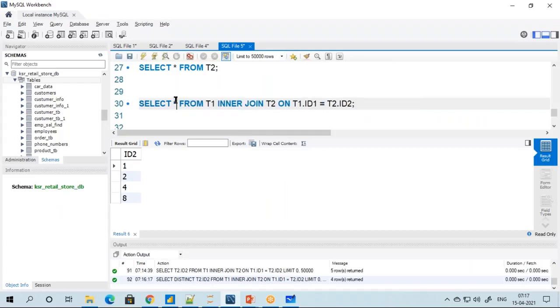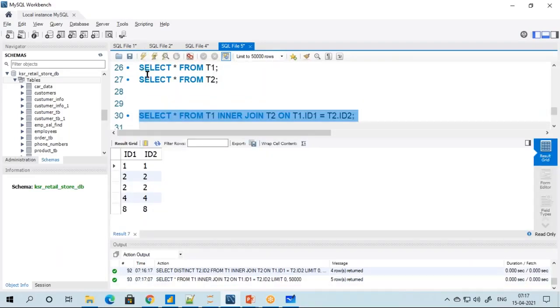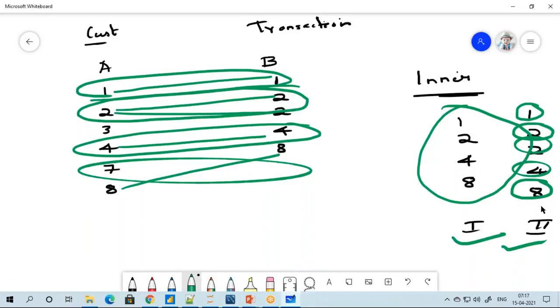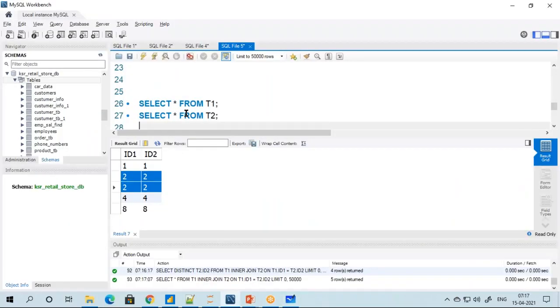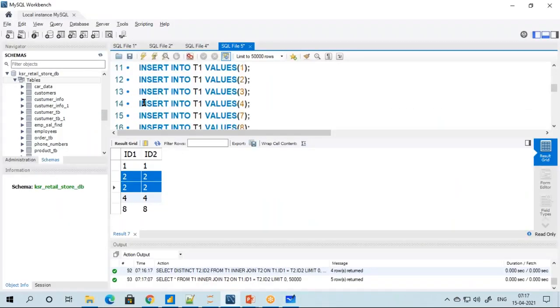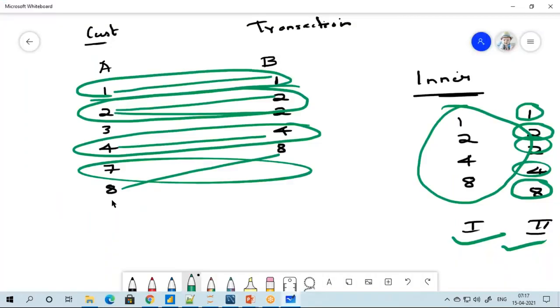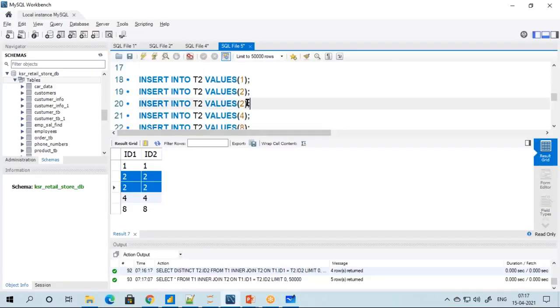Let us say I give star. Still I'm getting the same. Column 1 also is the same, column 2 also is the same, because 1 is repeated 2 times, and that is the reason you are getting 1, 1, 2, 2, 4, 8. Is it clear? 3 and 7 are never coming because they are not joining. Okay, so let's make it simple. I will not include duplicates for now.